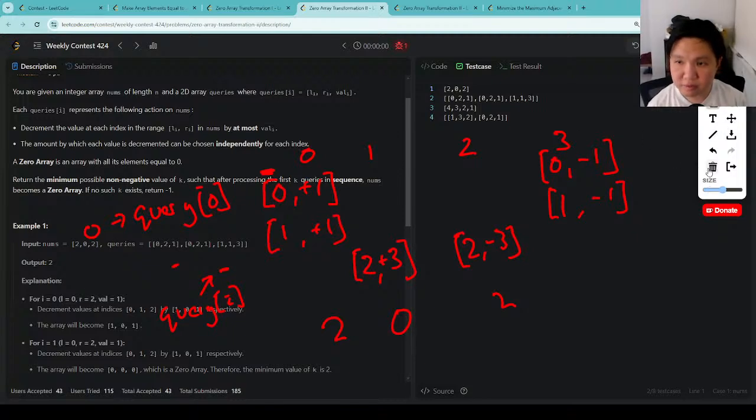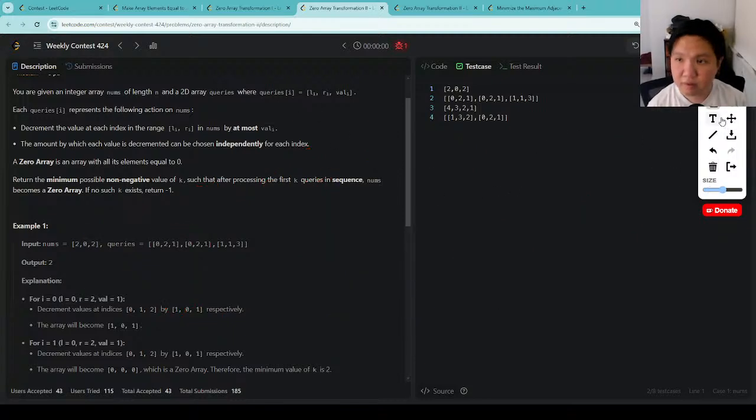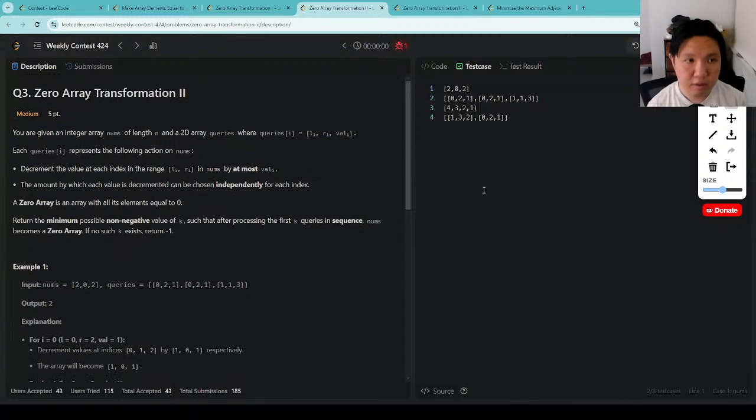Okay, question 3. Question 3, zero array transformation 2. You are given an integer array nums of length n and a 2D array queries, blah blah blah. So this looks like the same thing, except that instead of 1 each time, there's a val. So you don't subtract 1 each time. You can subtract val. Decrement the amounts by at most val. Well, you just decrement by val. You just like straight up decrement by val, since you can't decrease it below 0 anyway.